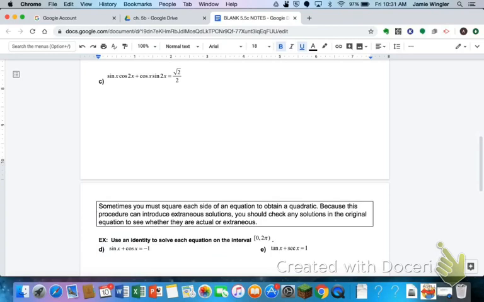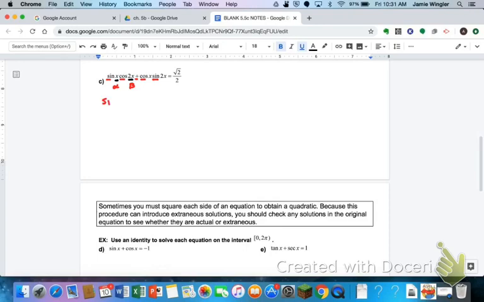This next problem is something we haven't seen quite yet. If you look at it, it has an x and it has a 2x. So the angles are different. What that means is that we are going to have to let our formula that we use have two different angles. So if I let alpha be x and beta be 2x, if I look at the way this is set up, it's sine cosine plus cosine sine. That is the same setup as our sum formula for sine.